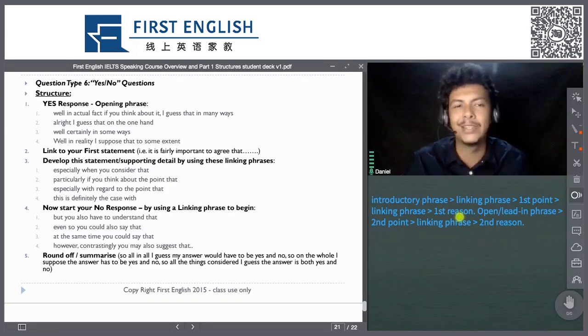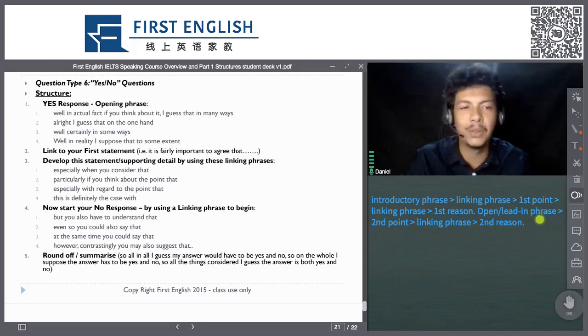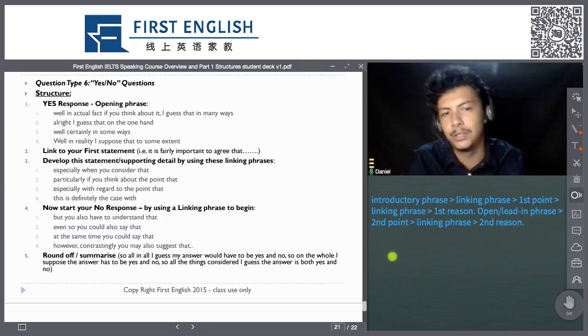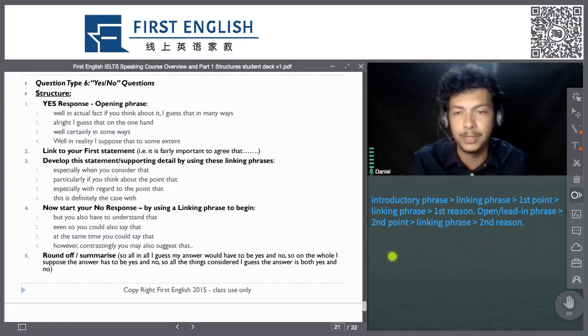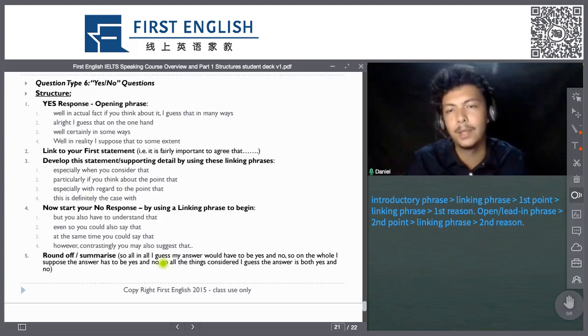And then we're going to transition into our no response, you guessed it, with a linking phrase, a lead-in phrase. And then we're going to transition into our second point, supporting or exemplifying that no response, that no position. And then we're going to use a linking phrase to round off or summarize with our reason as well as our conclusion to our answer overall. So I guess I would have to say that my response would be both yes and no.